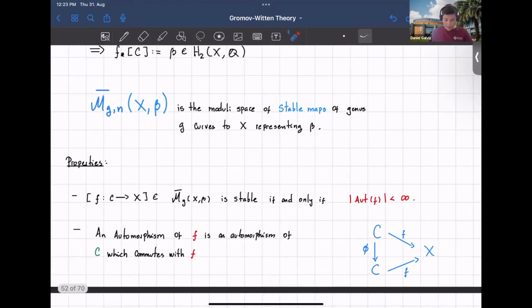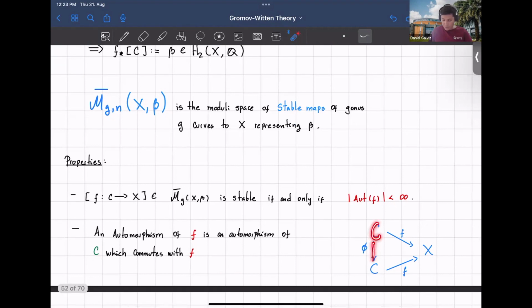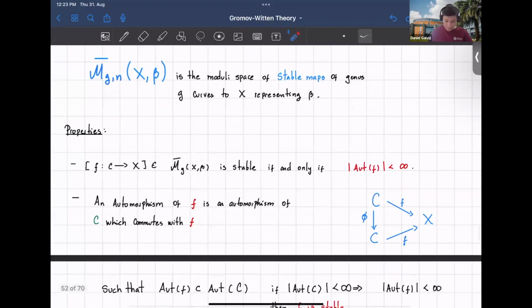So an automorphism of F is an automorphism of C, and then we have this universal property, which is just a diagram that commutes. It means you have a morphism from C to C, and then the F should go from C to X, and then another map C to F in order for this diagram to commute. And then we say if you have an automorphism of this, then this should also be an automorphism.